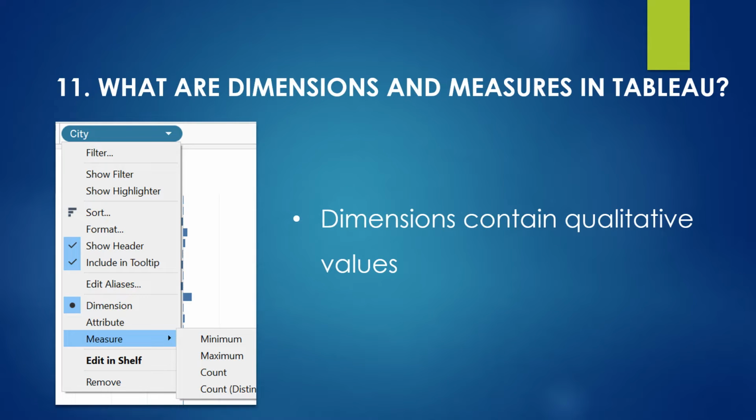So the geographical role can be, for example, a country, a continent, a city, a region, etc. Then we have what are dimensions and measures in Tableau. So first, dimensions contain qualitative values. For example, they can be cities, regions, categories, segments, etc. And as you can see here, when we want to use a measure for a dimension, we have only 4 types. We have either the minimum, the maximum, the count, or the count distinct.